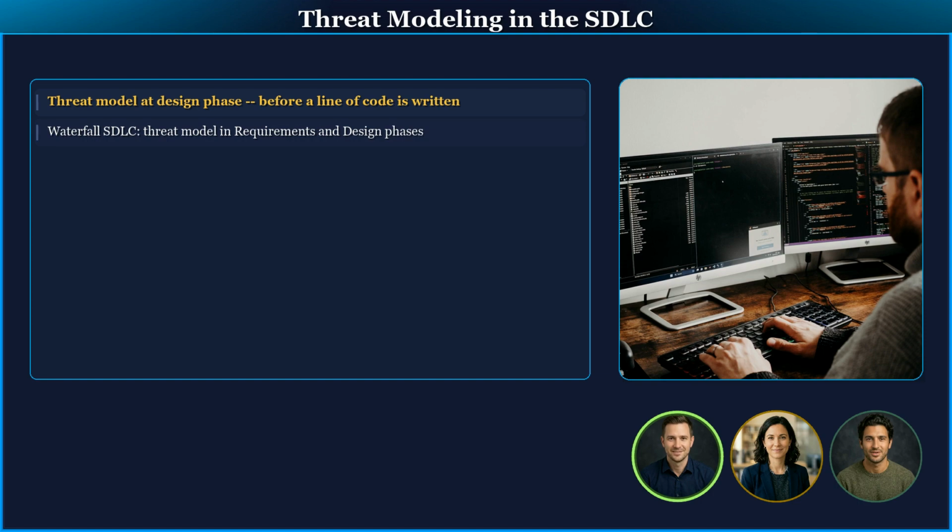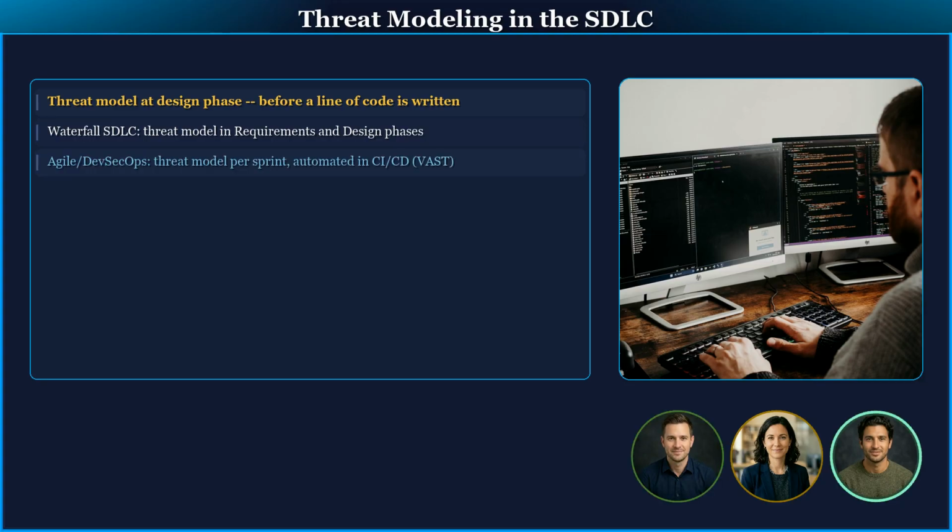In a traditional waterfall software development life cycle, threat modeling slots into requirements gathering and system design. You build your DFD during design, apply STRIDE at every trust boundary crossing, and generate a security requirements list that feeds directly into the implementation phase. That output is your misuse case catalog.